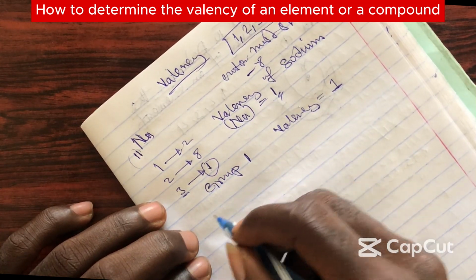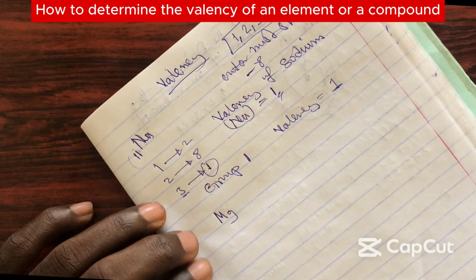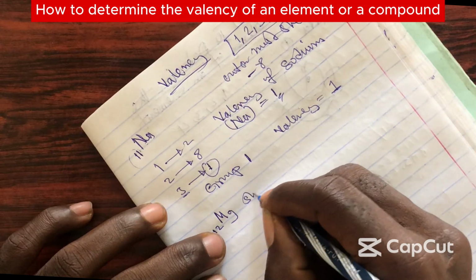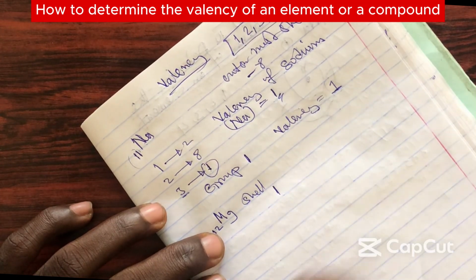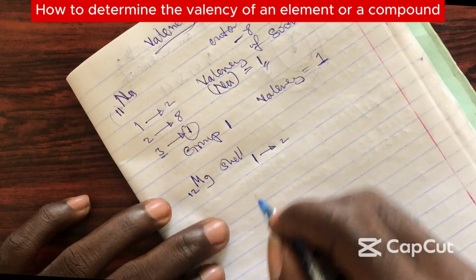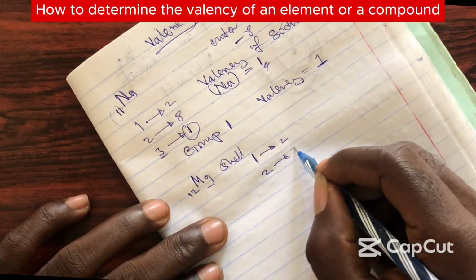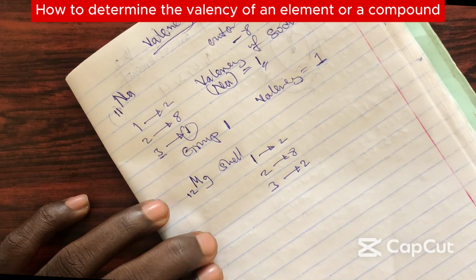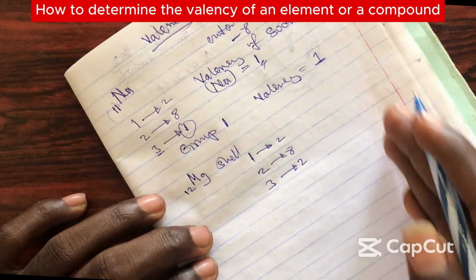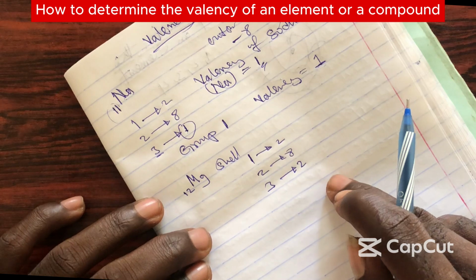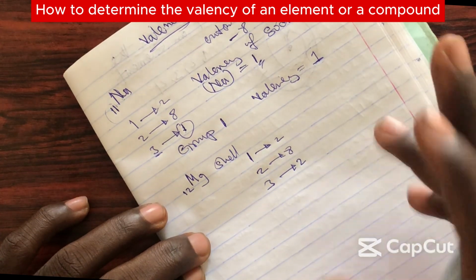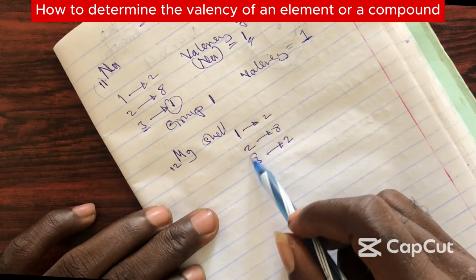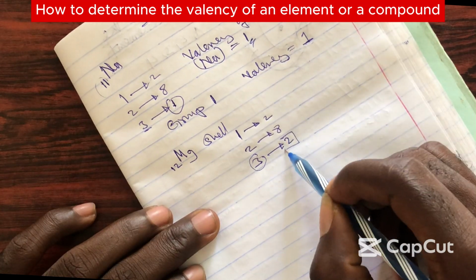Now let's look at another element, let's say magnesium. The atomic number of magnesium is 12, which means the first shell takes 2 electrons, the second shell takes 8 electrons, and the third shell takes 2 electrons. If you want to know the valency of magnesium, you need to go to the last shell. The last shell is the third shell. How many electrons are there? 2 electrons.